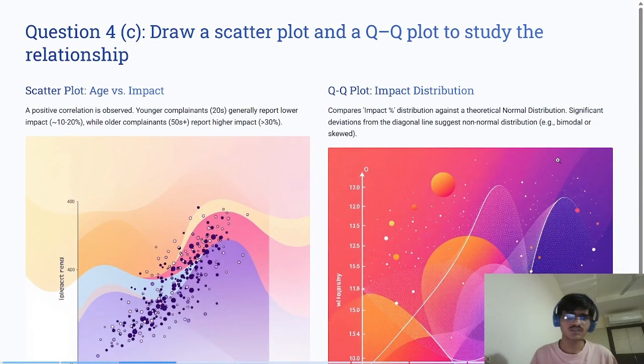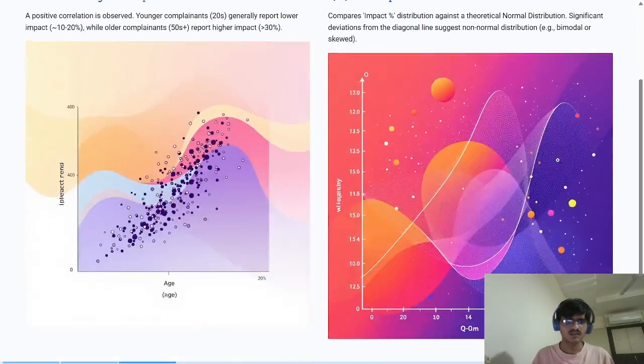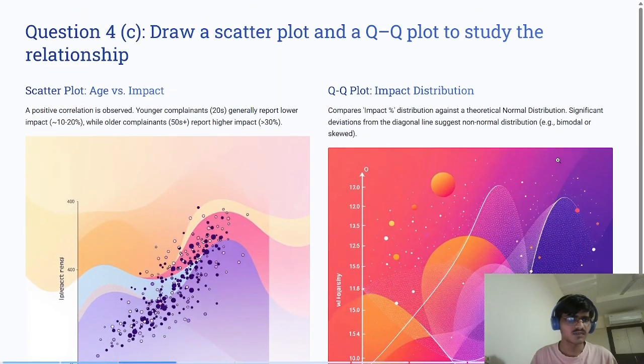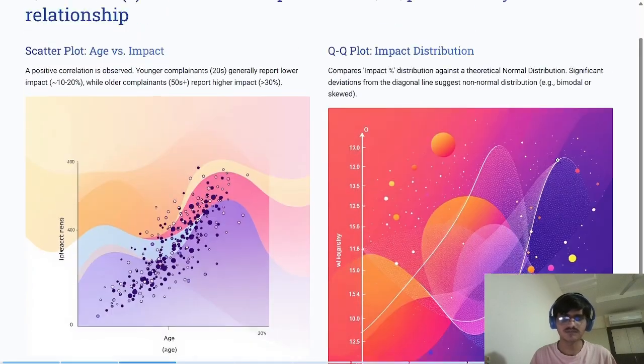Moving on to the C part of the question, draw a scatter plot and QQ plot to study the relationship. As you can see, the scatter plot is done on age versus impact. A positive correlation is observed. Younger complainants, 20s, generally report lower impact, 10 to 20%, while older complainants, 50 plus, report higher impact, more than 30%. You can see that in the graph.